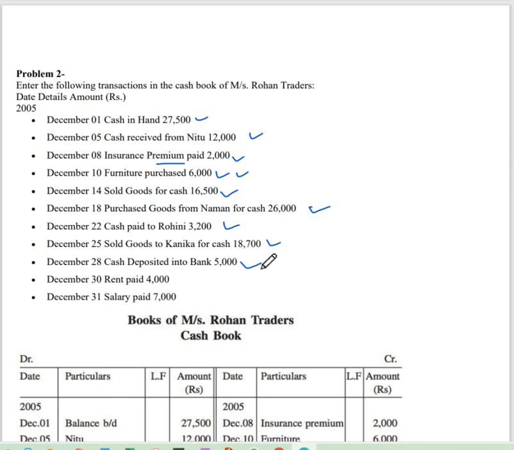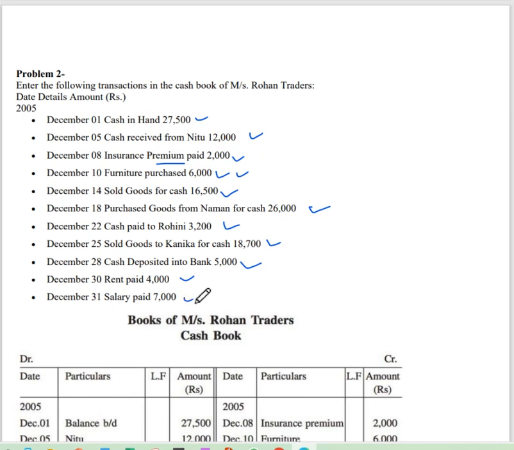Next, on December 28th, cash deposited into bank, 5,000 rupees. We have deposited the cash into the bank. That means cash is going from our hand and will sit in the bank account. But in the single column cash book, we are only showing cash-related things. So cash deposited into bank is going from the cash book. That is a cash payment. Next, rent paid. Again, cash is going from the hand, so this is again a cash payment.